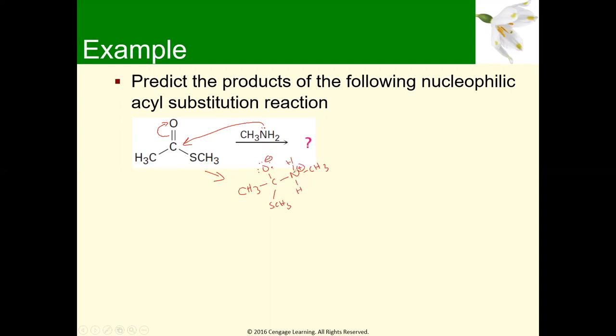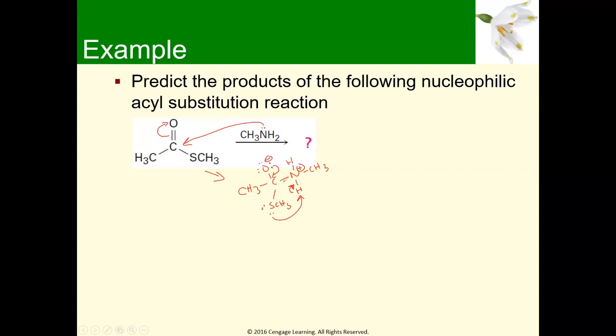Okay. So in this case, what's going to happen is, first of all, remember this has two lone pairs of electrons on it. So it's going to grab one of those hydrogens. The hydrogen is going to donate its electrons to the nitrogen. And then one of these lone pairs on the oxygen is going to reform the double bond.